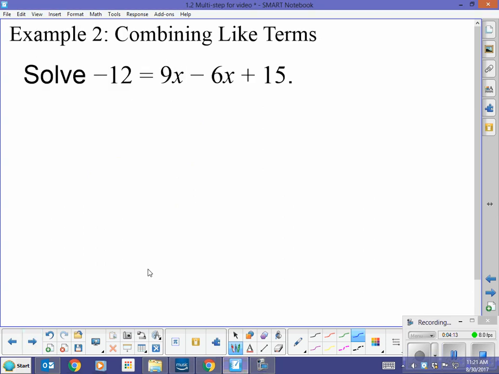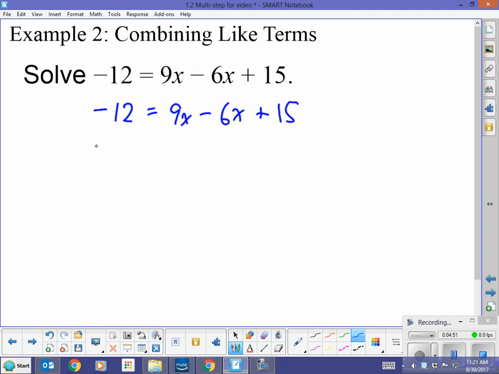Example 2, combining like terms. What does that mean? Well, like terms, in case you've forgotten, are terms that have the same variable factor. So in this case, 9x and negative 6x are like terms because they have that same x in it. And just to be clear, they have to have the same exponent as well. So both of these have that unseen exponent of 1. So I can combine these by performing the operation on the coefficient, which is the numeric factor.